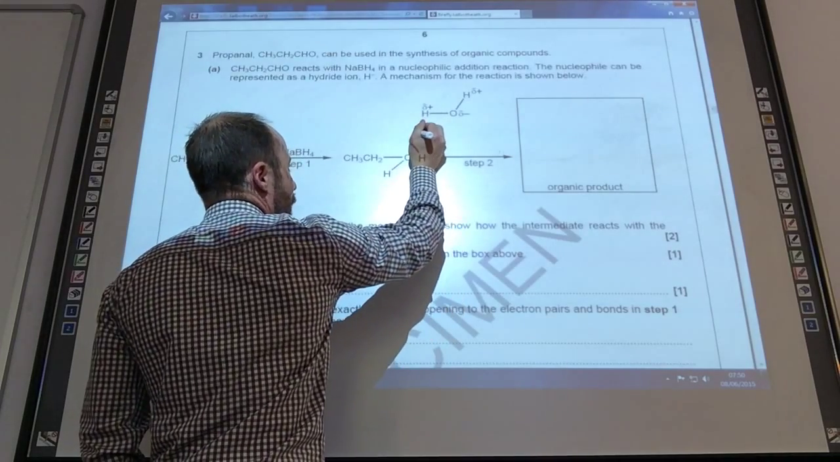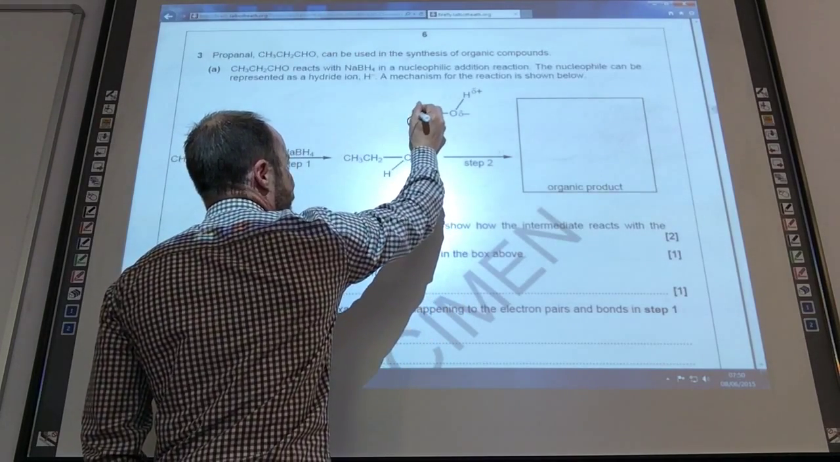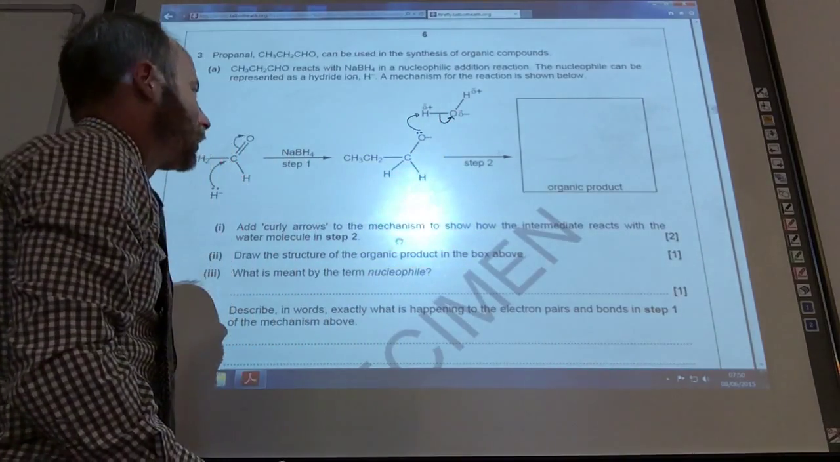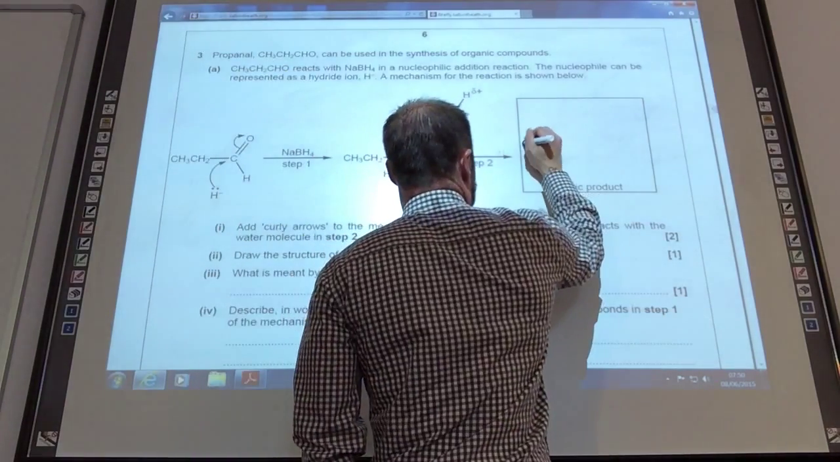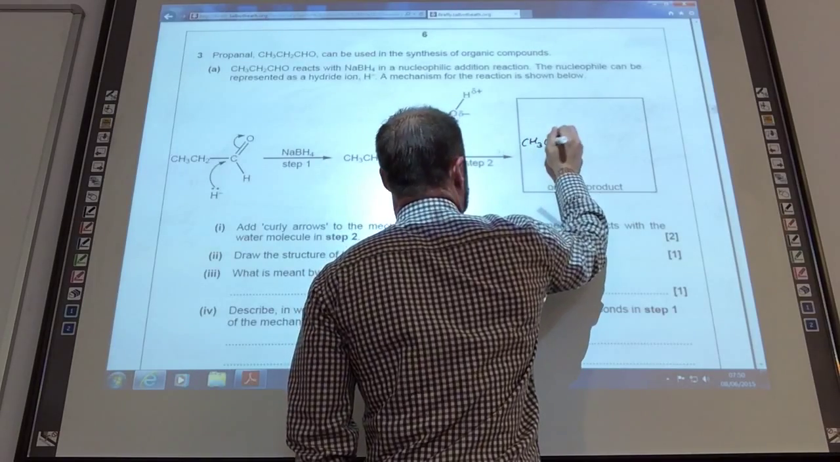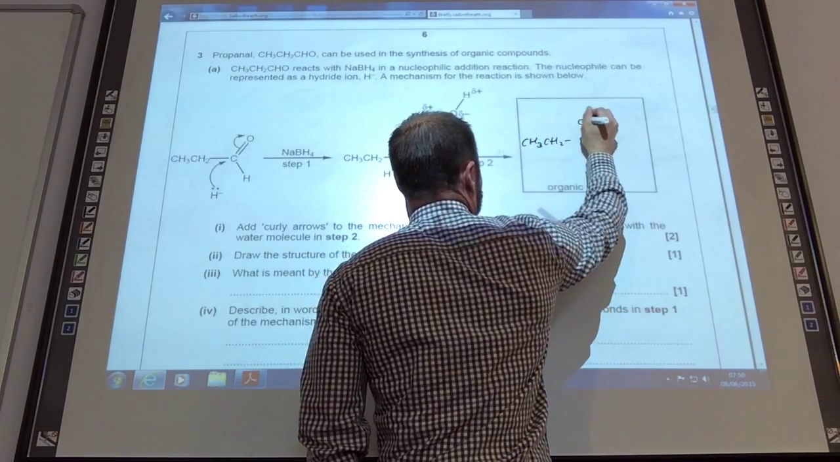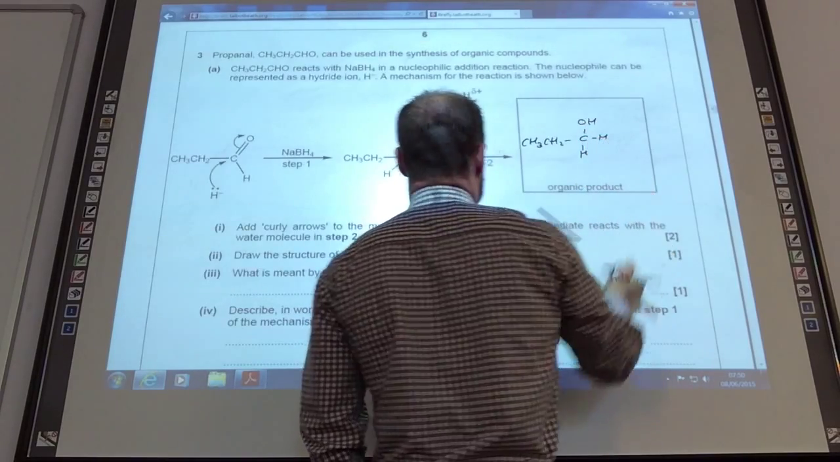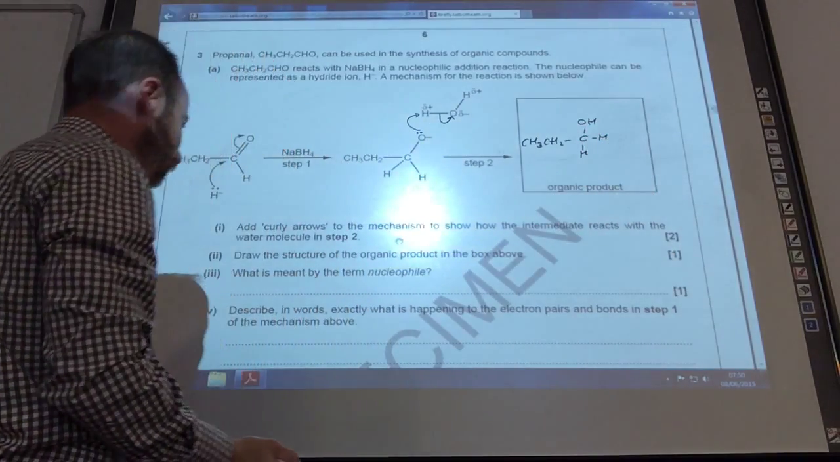That hydride has a lone pair, so it is going to attack that delta plus carbon, and that bond's going to break and go onto the oxygen. So your product is this one. This mechanism is well worth learning.